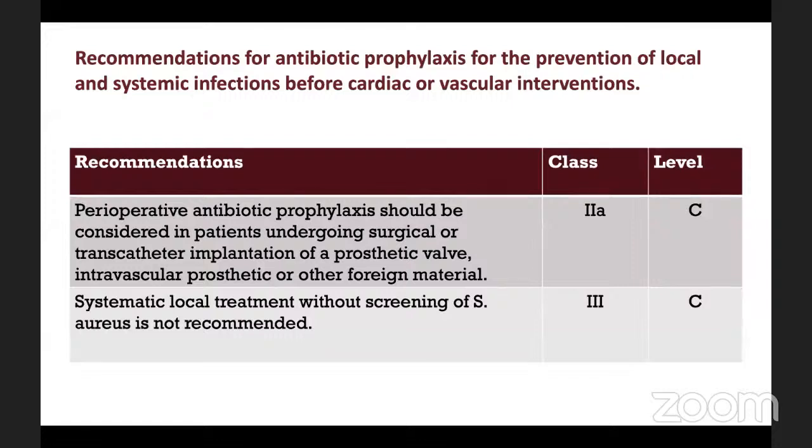Perioperative antibiotic prophylaxis should be considered in patients undergoing surgical or transcatheter implantation of a prosthetic valve, intravascular prosthesis, or other foreign material, it's class 2C. Systematic local treatment without screening for Staph aureus is not recommended, it's class 3C.